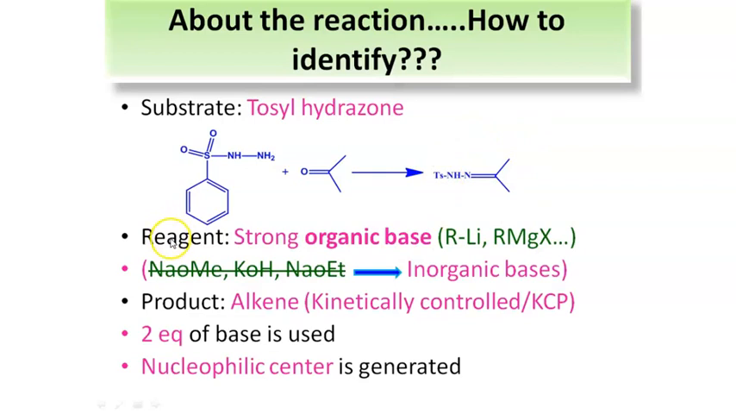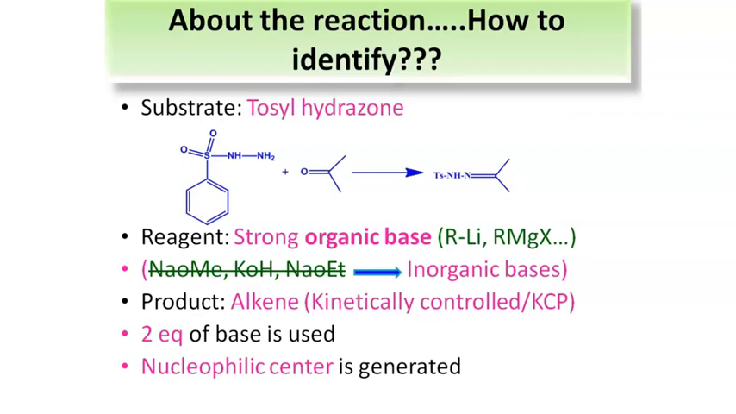Now what is the reagent of this reaction? The reagents are strong organic bases like alkyl lithium, Grignard reagent, etc. Now notice one thing very carefully. Weak inorganic bases like sodium methoxide, sodium ethoxide, potassium hydroxide cannot be used as reagents of the Shapiro reaction, because these are the reagents of the Bamford-Stevens reaction.